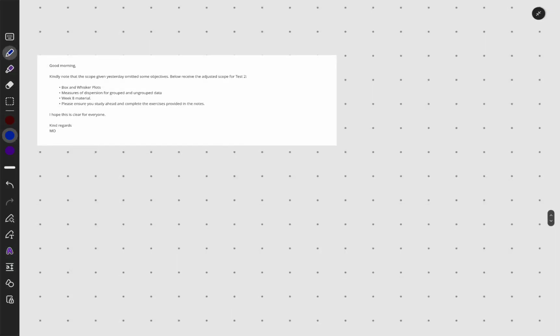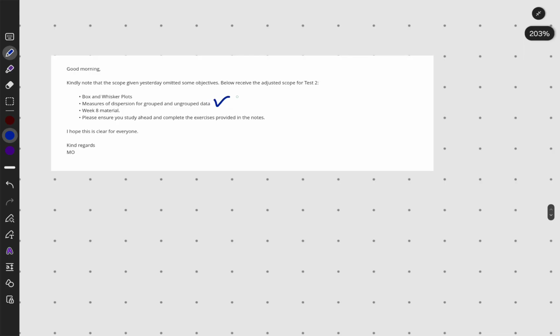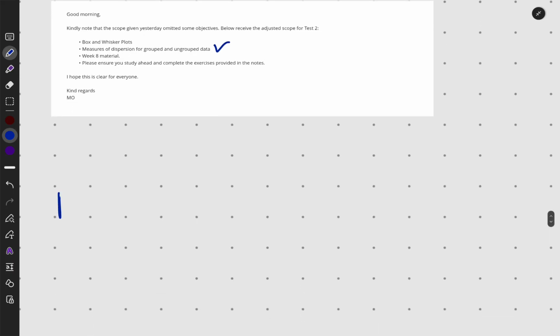I know you are. We've seen for box and whisker plot the things we needed and we've seen how to do it. Now, next up is measures of dispersion, which is the second thing. Okay, one by one, we go for it. So measures of dispersion for grouped and ungrouped. So you're now writing, we are looking at the measures of dispersion.